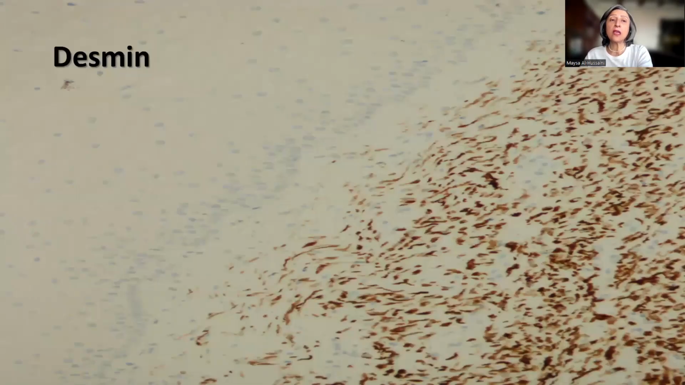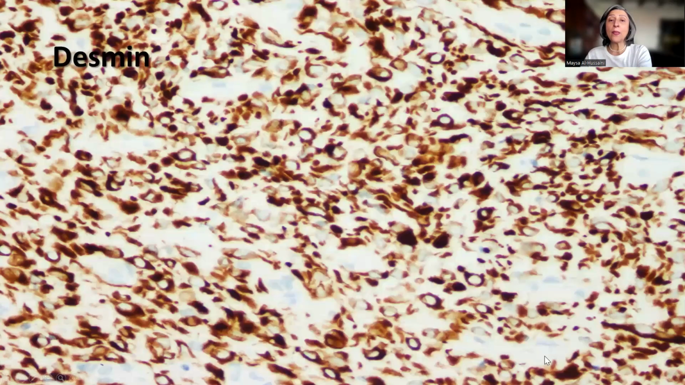And the first stain that was done was Desmin, and surprisingly, the tumor was strongly positive for Desmin immunohistochemistry. So remember, this is the normal mucosa, the Grenz zone, which is extremely important, and then the Desmin, and on higher power magnification, strong diffuse positivity for Desmin. So the first thing that would come to mind is rhabdomyosarcoma.